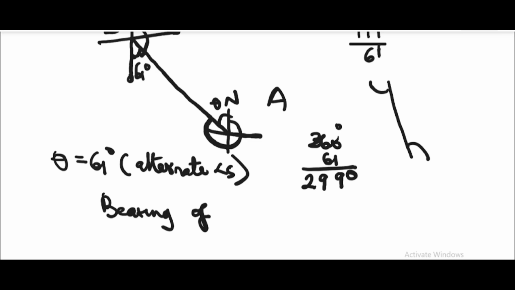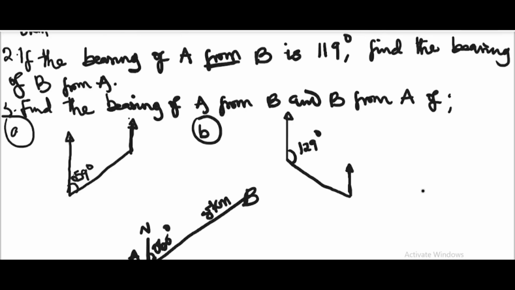Okay, now moving over to the third question. The third question says we should find the bearing of A from B as well as B from A. So there we have two questions, and I believe that by the end of these two questions, if you solve more, you will enjoy bearing. So we have this. What do I do if I have this kind of question? I've been given the position, here is my A and here is my B.